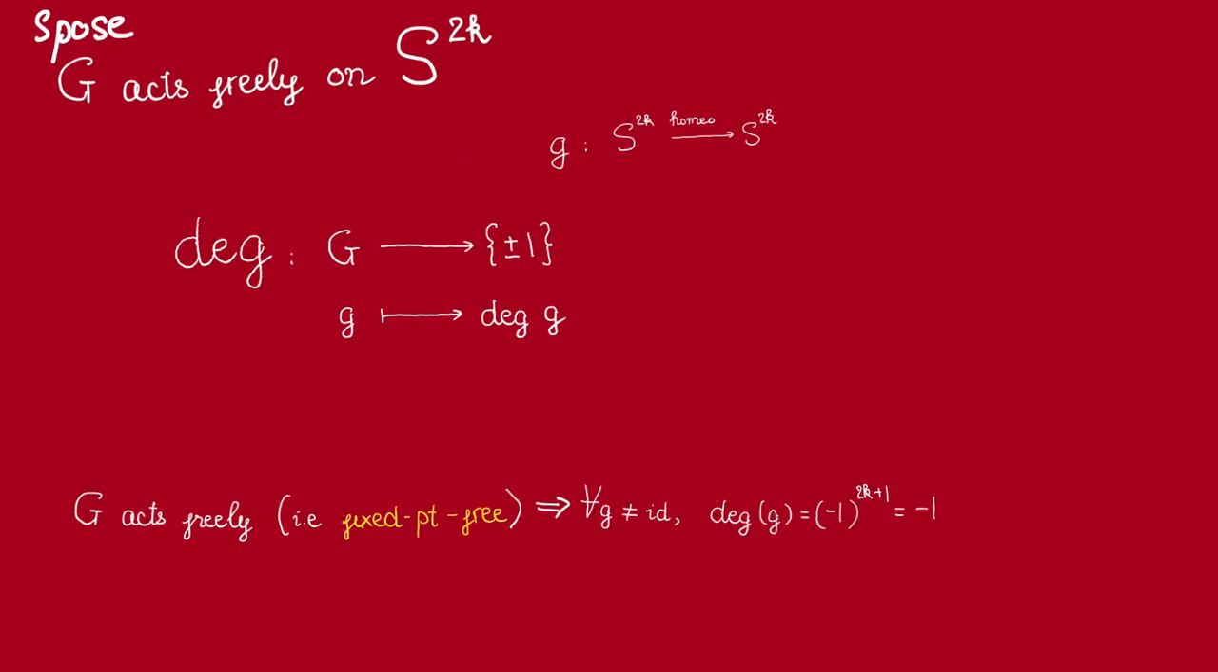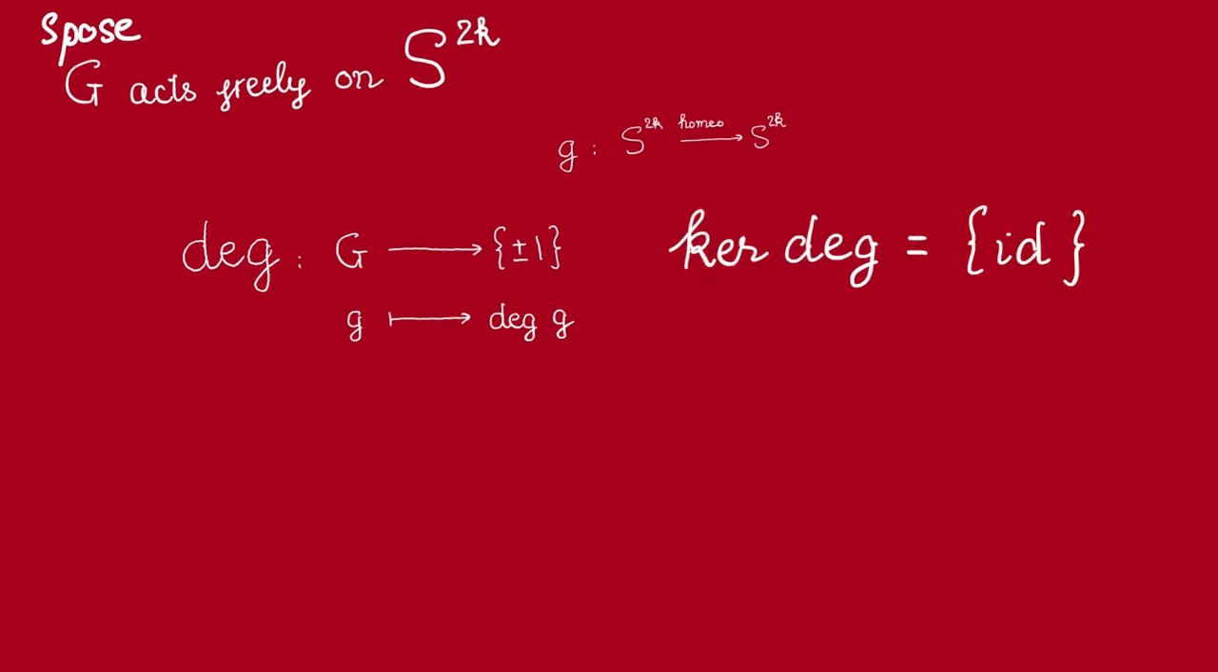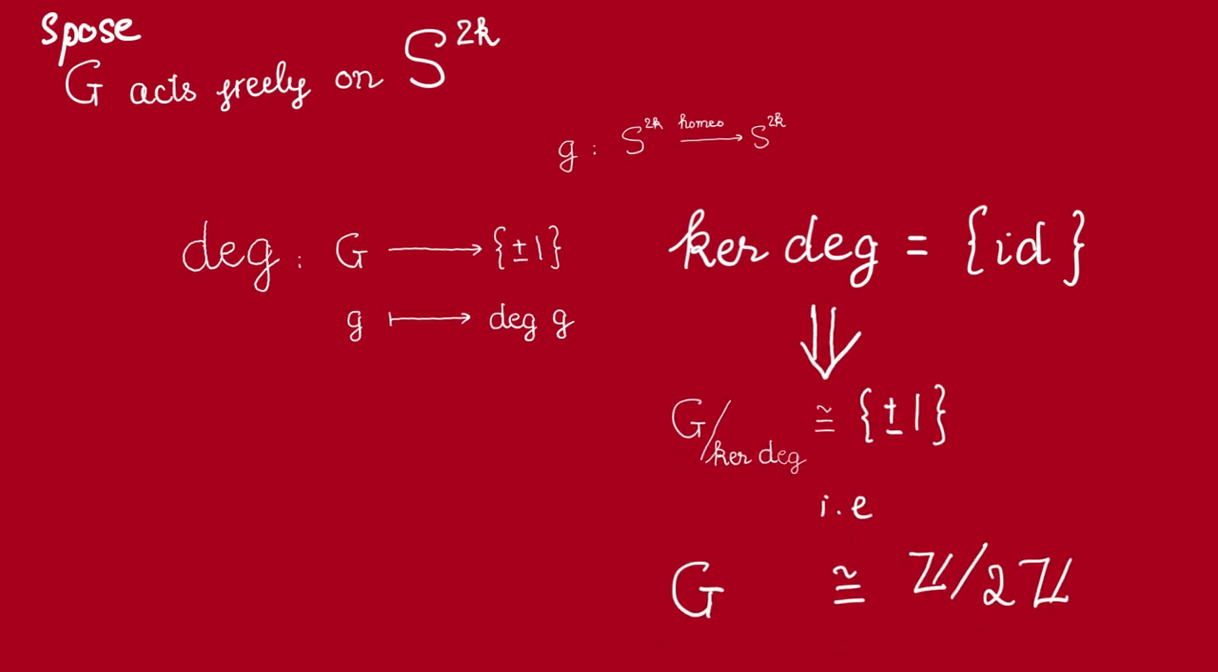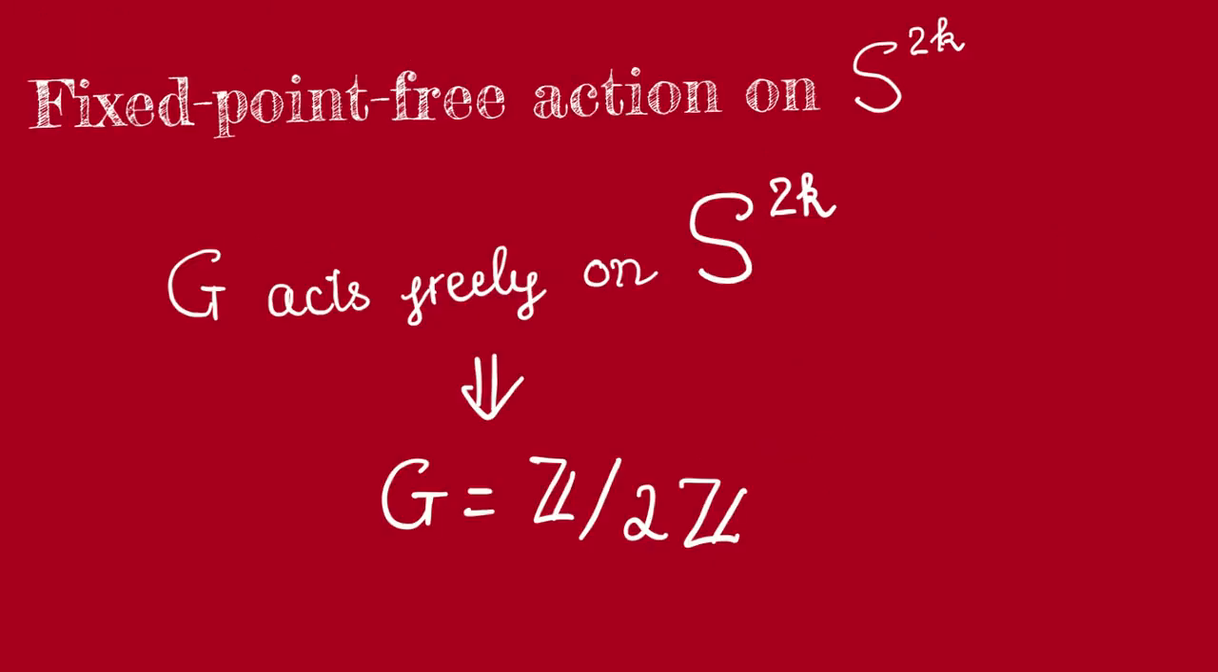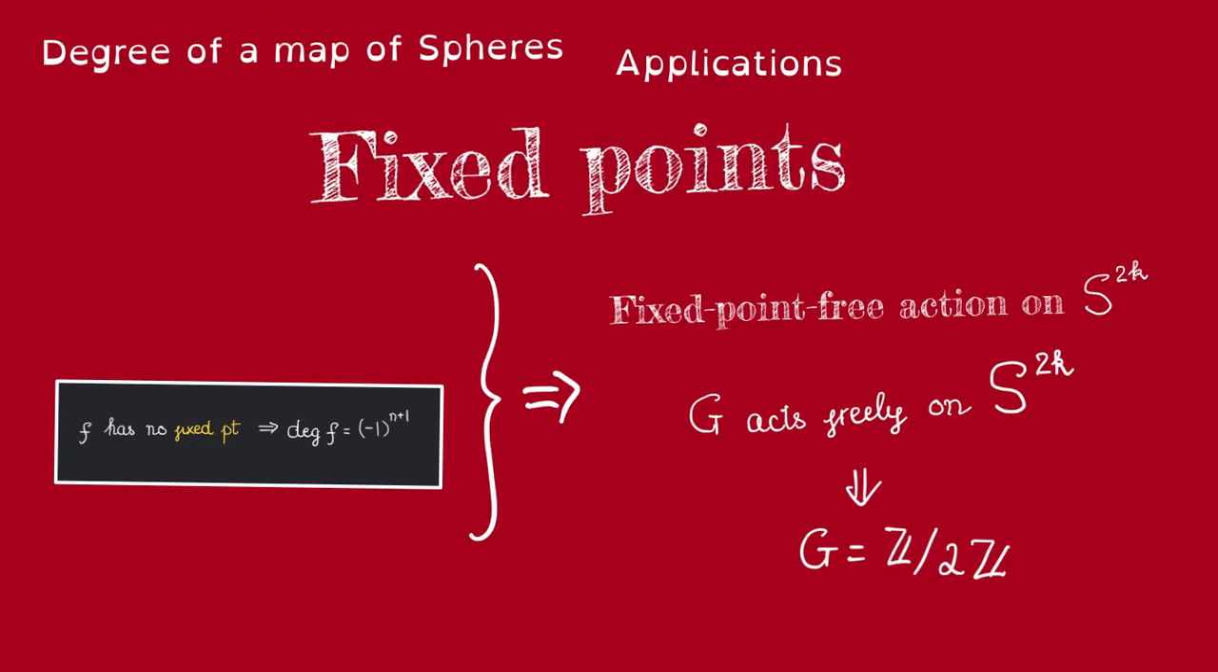This means that there is only one element in the kernel of the degree map, namely the identity. Thus all fibers must have size 1, and therefore, by the first isomorphism theorem, G must be isomorphic to Z mod 2Z. Thus the only group that acts freely on the even sphere is Z mod 2Z. And that concludes our discussion about fixed points.